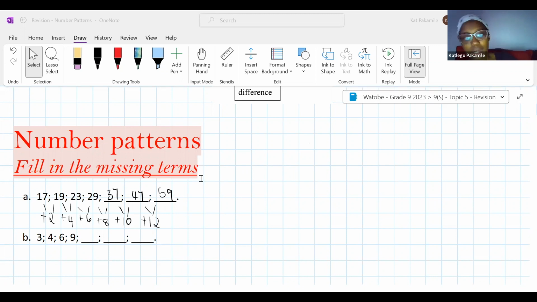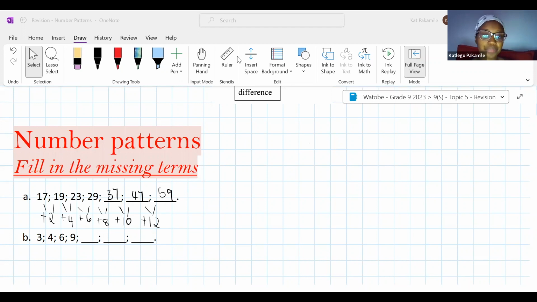What's happening with the second one? Who's gonna help me with the second one? Oh, bonjour, Nthabiseng. Sorry I'm late, my network's bad. I think everyone's network is just not doing the right thing today.